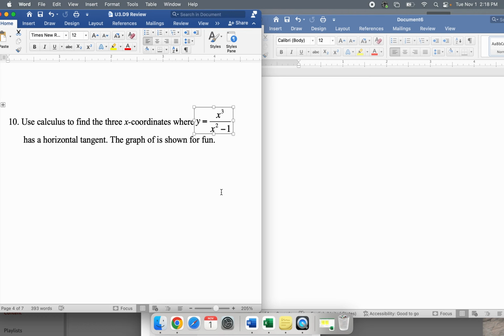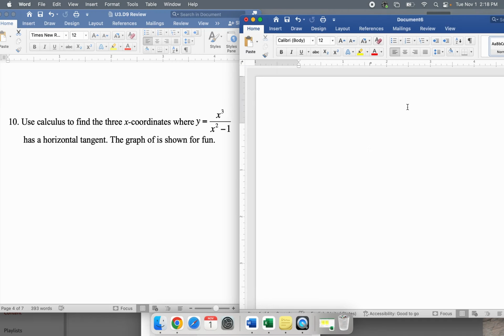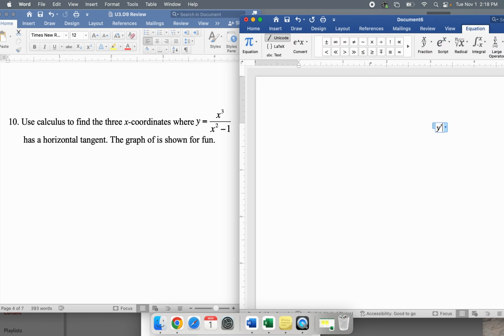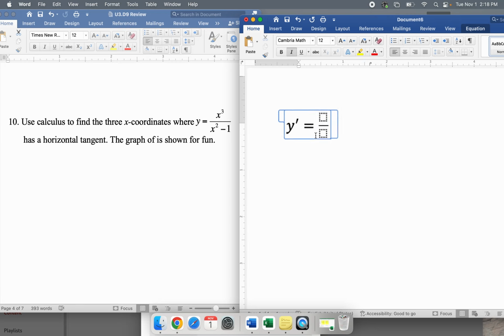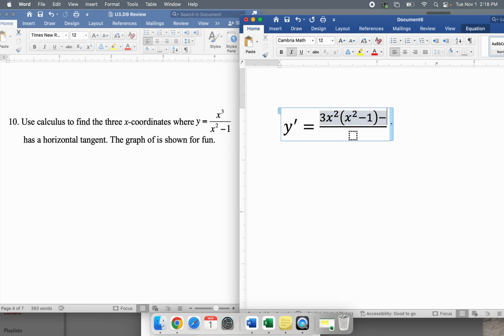That just means you want to set the derivative equal to 0 and solve. So I need to start by finding the derivative. Well, I think you need the quotient rule for this. I don't think that there's any way around it. So let's do the quotient rule. I have the derivative of the top, 3x squared, times the bottom left alone, minus the top left alone times the derivative of the bottom, which is just 2x, all over the bottom squared, that's x squared minus 1, quantity squared.